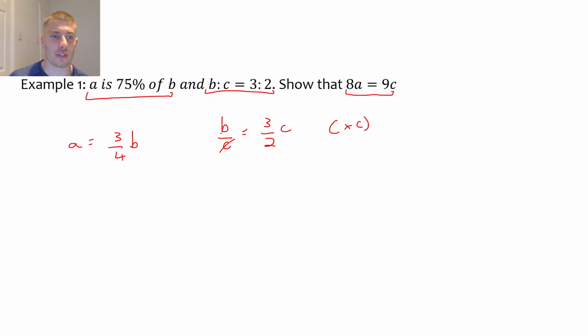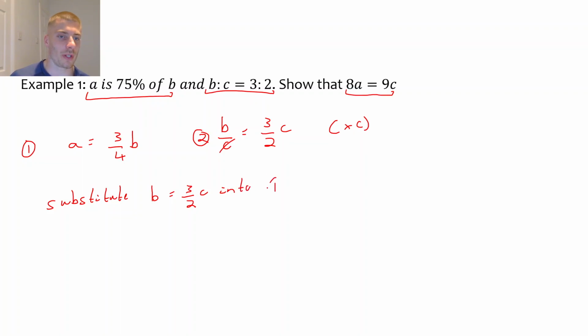So I've got this equation B is equal to 3/2C, which I can substitute into this equation. Now let's give these equations names. Let's call this equation 1. Let's call this one equation number 2. Okay, so I'm now going to go and substitute B is equal to 3/2C into equation number 1 over here. Okay, let's go and do that.